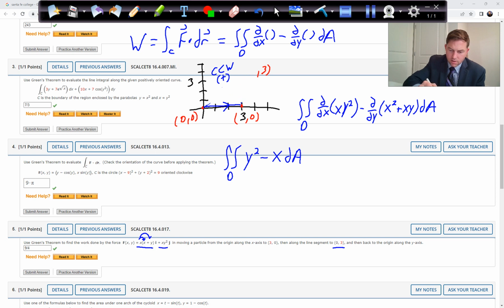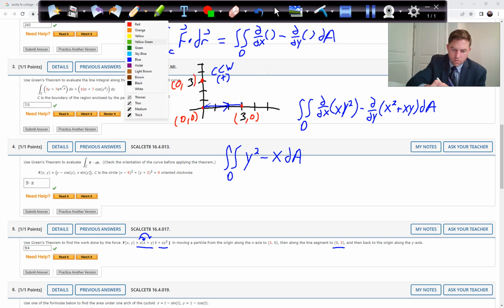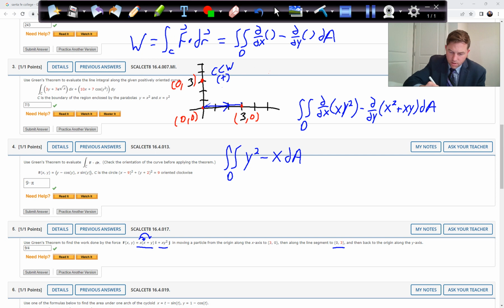(0, 3) is along the y-axis. So the dot is actually right here, that is (0, 3). So we're actually going to go from here to here. The bottom segment didn't change, but then we go up this diagonal, and then we go down to the origin. And it's still a counterclockwise orientation, so it's still positive. That is D. Okay, perfect.